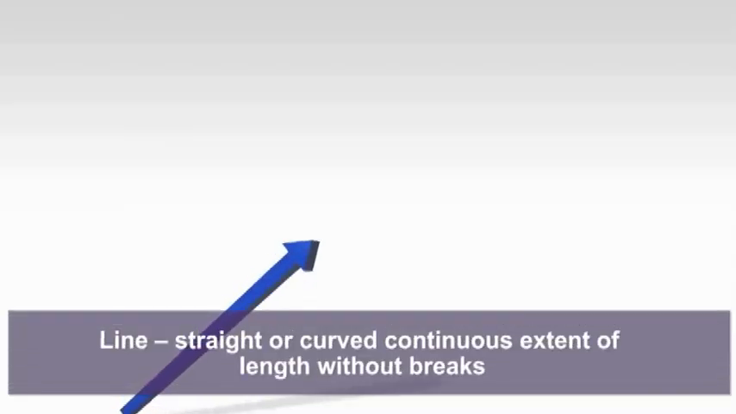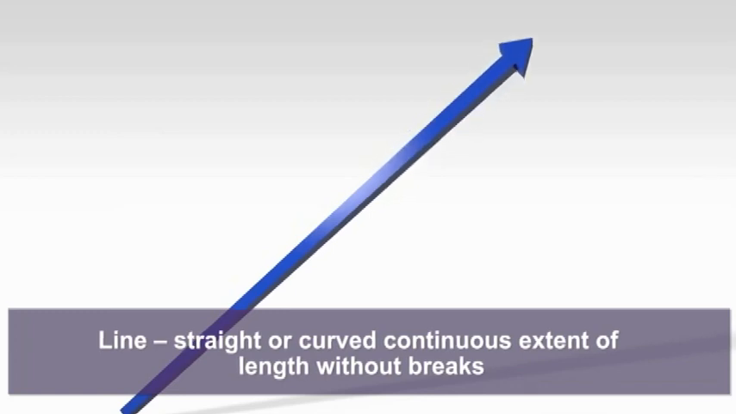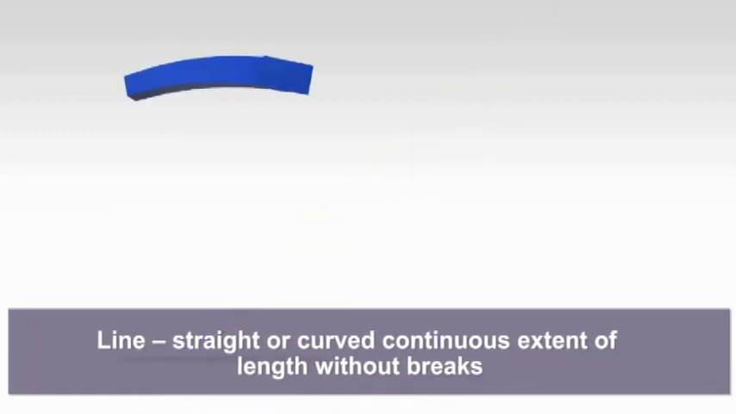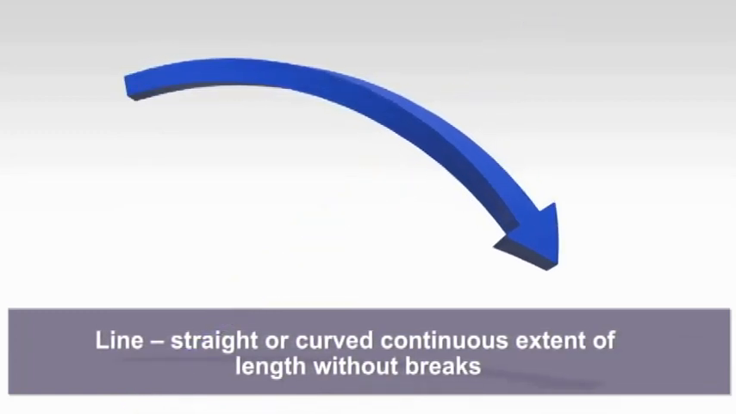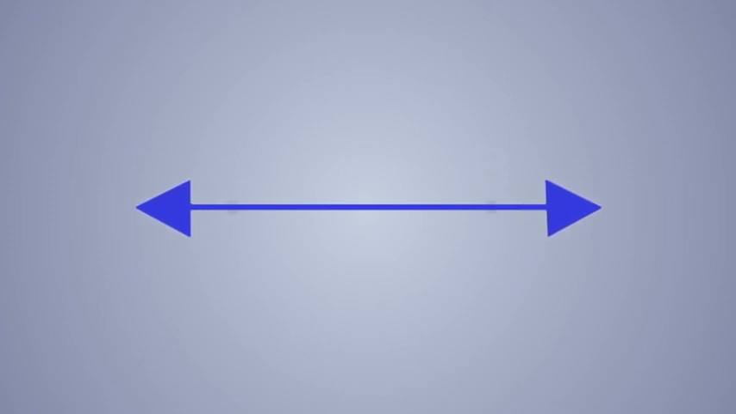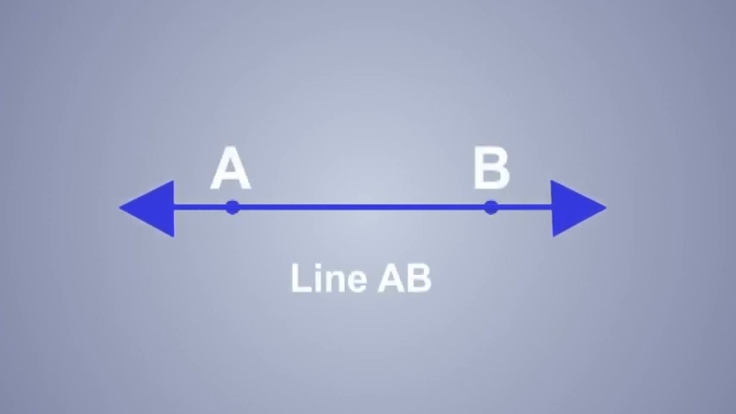Let's first look at what a line is. For mathematicians, a line is defined as a straight or curved continuous extent of length without breaks. It goes on in two directions and is usually named after two points that it goes through. For example, we can call this line AB because it goes through points A and B.